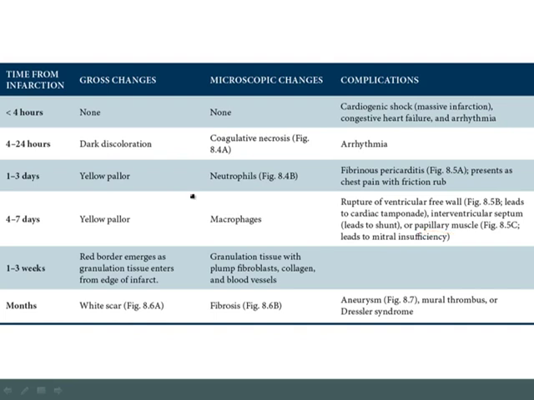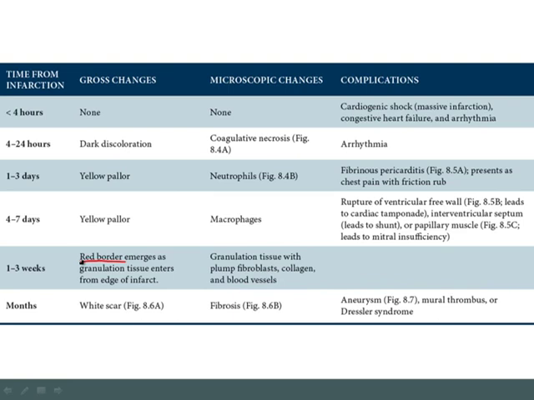Now, of course, the next phase will be granulation tissue. After the macrophages come in, you got to then create the base for the scar. And the scaffold, or the base for the scar, is called granulation tissue. So granulation tissue, its hallmark will be plump fibroblasts, collagen, and blood vessels. Now, because there are so many blood vessels, what you're going to see on gross examination is a red border coming in from the outside of the dead tissue.